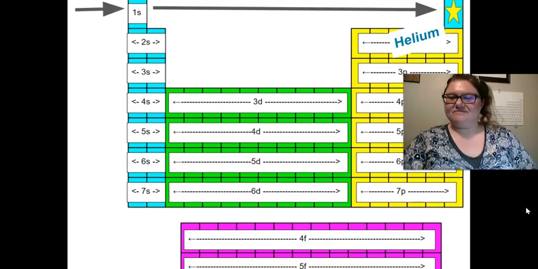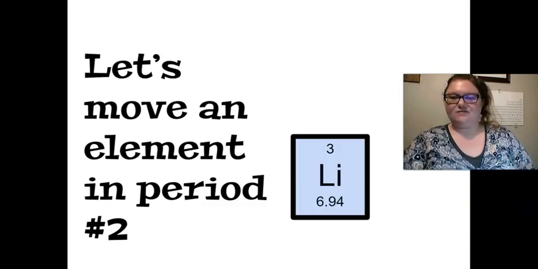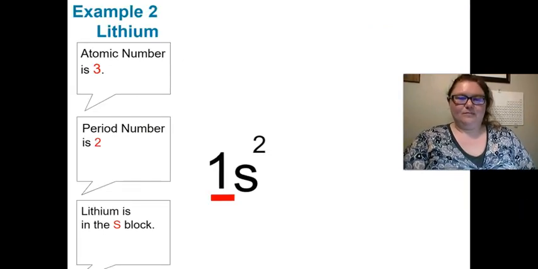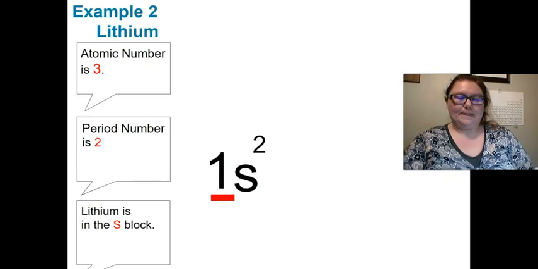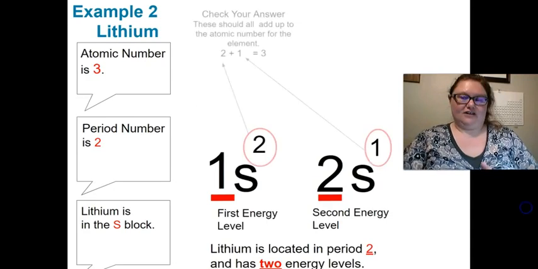Okay, and here it is. So next, I think this one I put in the notes here. This one is lithium, atomic number 3. Okay, so it's atomic number 3, but we're in period 2. So we need to account for all 3 electrons.